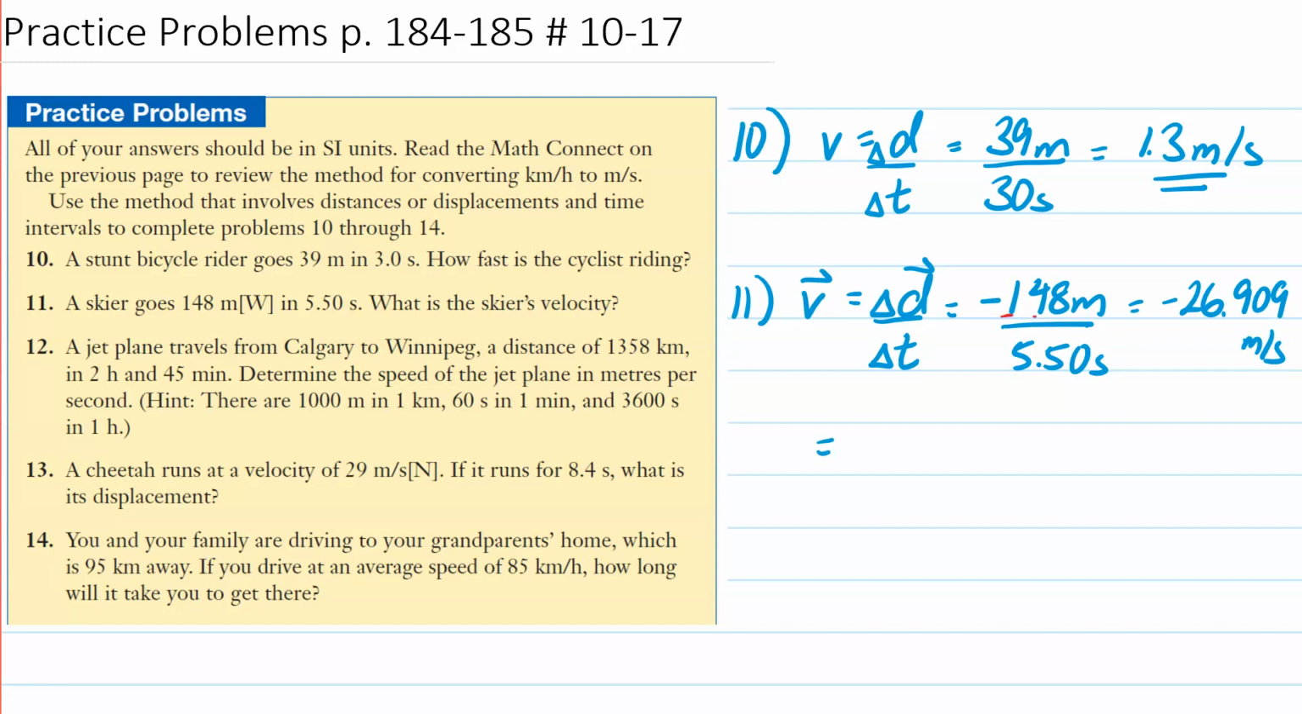As a final answer, the negative means we're going west, and if we're looking at our significant digits, there's 1, 2, 3 significant digits in each of our data points. Our final answer then should have 1, 2, 3 significant digits. Our final answer should be 26.9 meters per second towards the west.